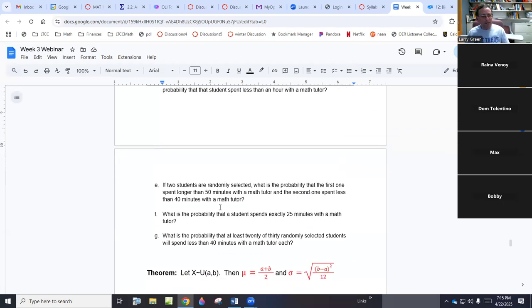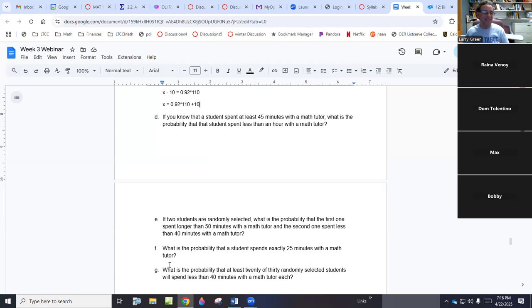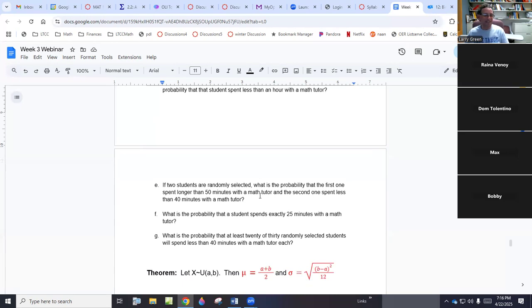Let's see. Time-wise, maybe I'll do one. I'll let you pick a letter: D, C, E, or F. I can't do all of them in terms of our time, but I didn't expect to either. Okay, F it is. What is the probability that a student spends exactly 25 minutes with a math tutor?